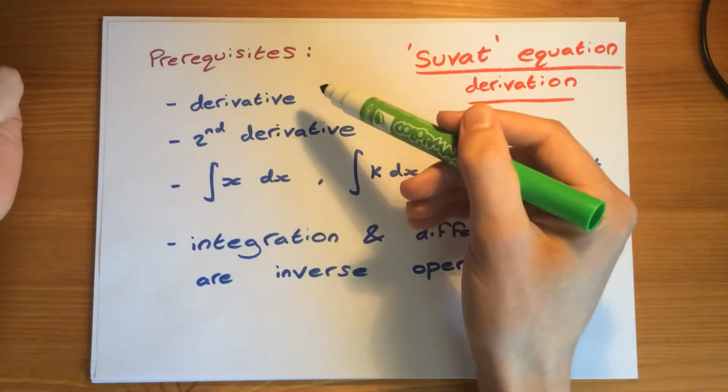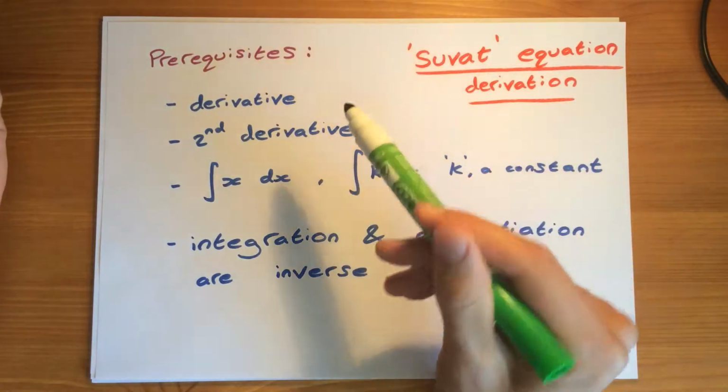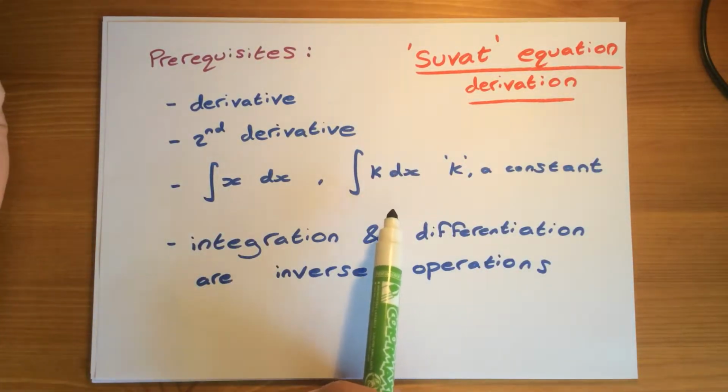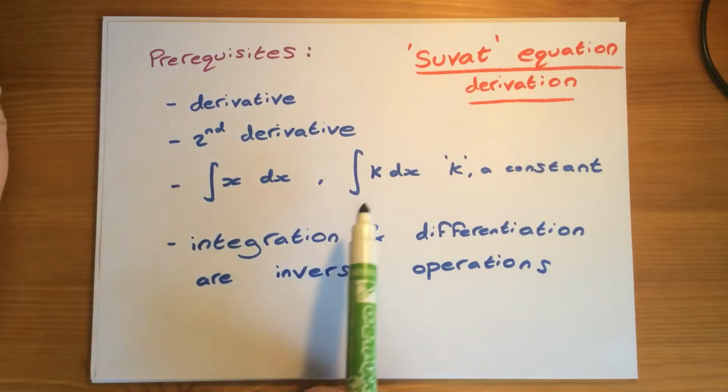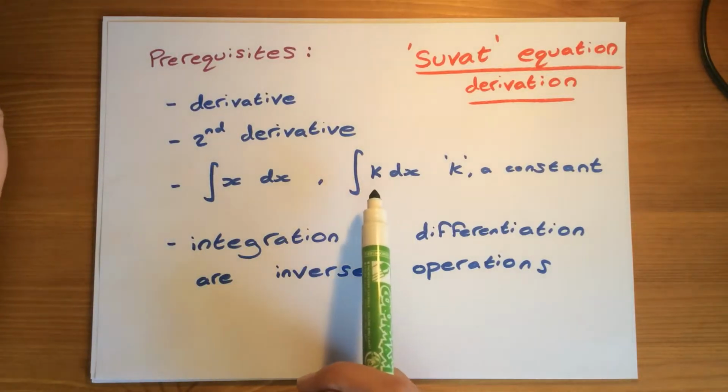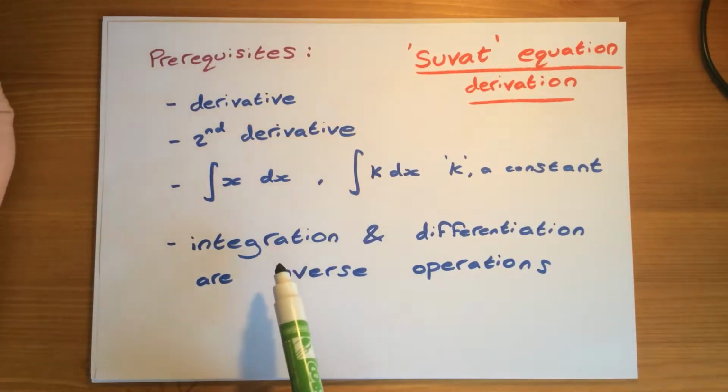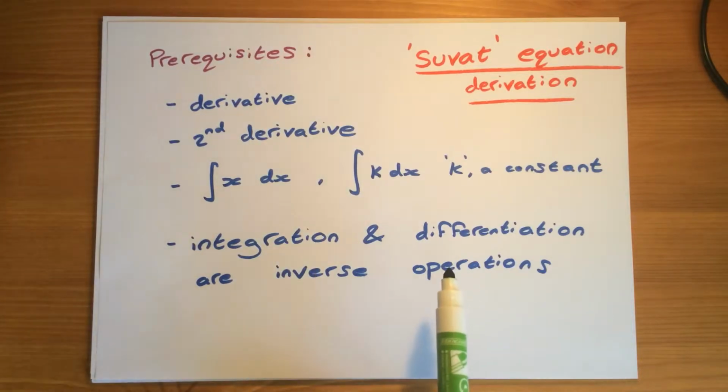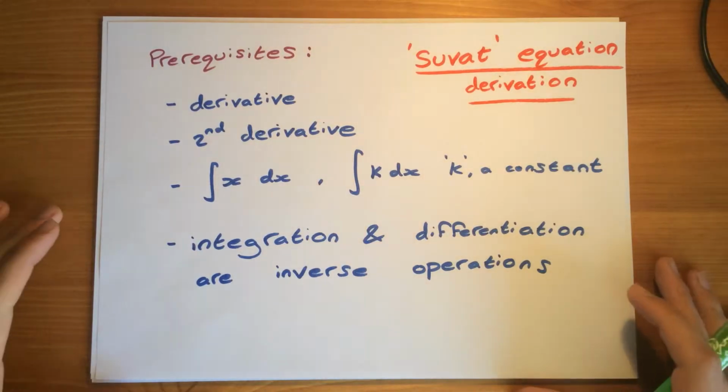So I need you to know what a derivative is and a second derivative. Then there's a couple of basic integrals: the integral of x with respect to x, the integral of some constant with respect to x, and then I need you to know that integration and differentiation are inverse operations. As long as you know them, we can get started.